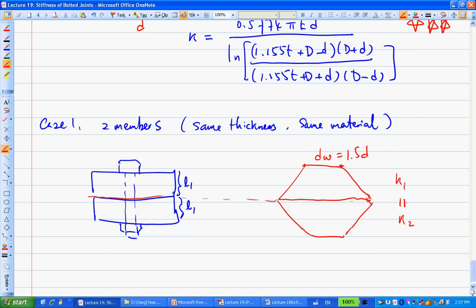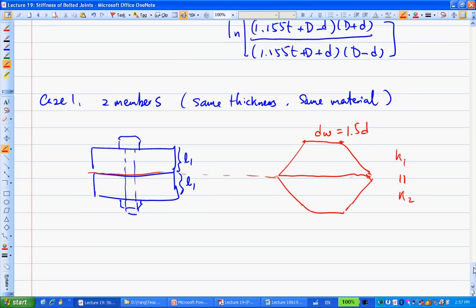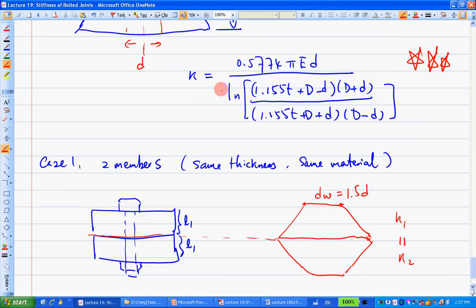Then the total stiffness is K1 in series with K2, so K1 K2 over K1 plus K2, right? K1 is the same as K2. So how do I calculate K1? This is the formula, right? When you use this formula, all you need to do is a game of replacement, not Game of Thrones. I love that theory.